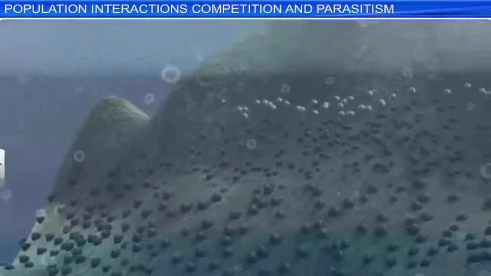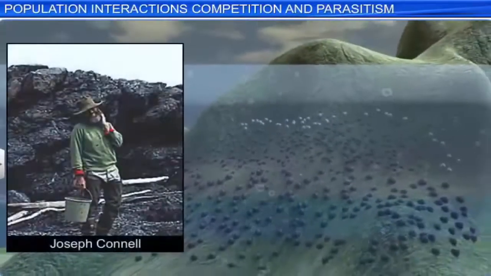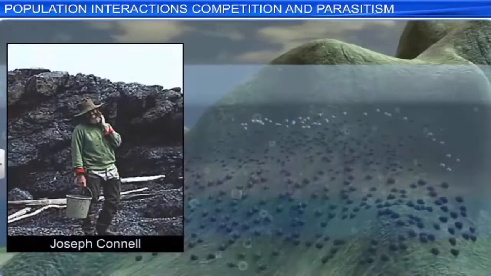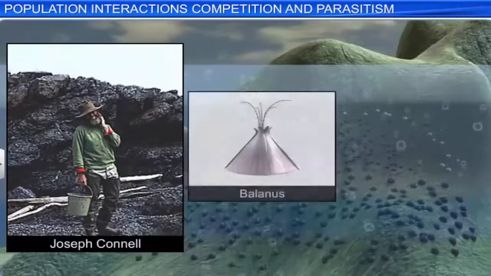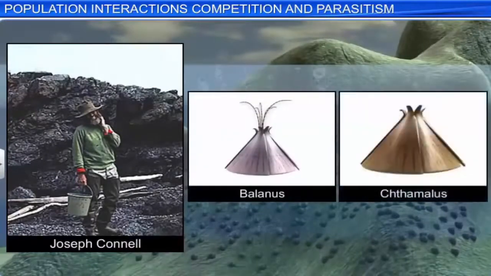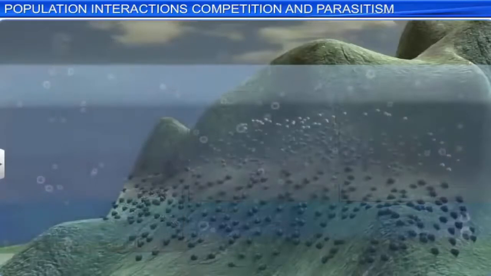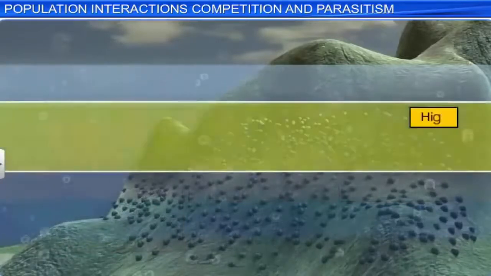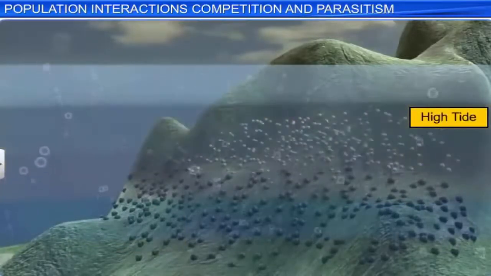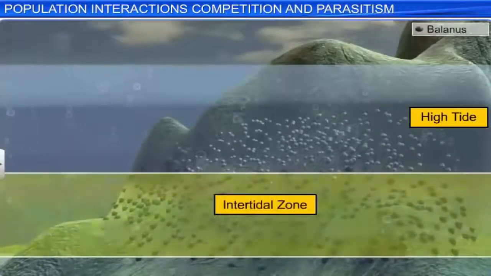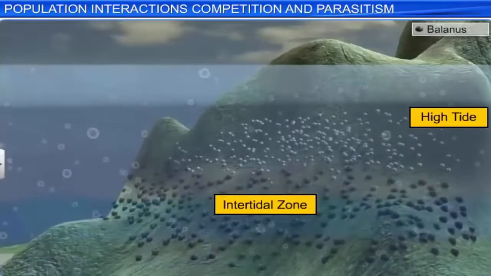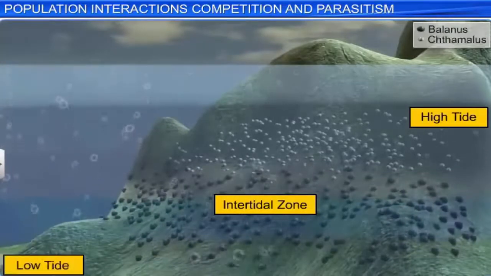To explain competitive release, Connell conducted field experiments on the rocky sea coasts of Scotland using Balanus and Chthamalus. The experiment showed that the larger and competitively superior barnacle Balanus dominated the intertidal area and excluded the smaller barnacle Chthamalus from that zone.